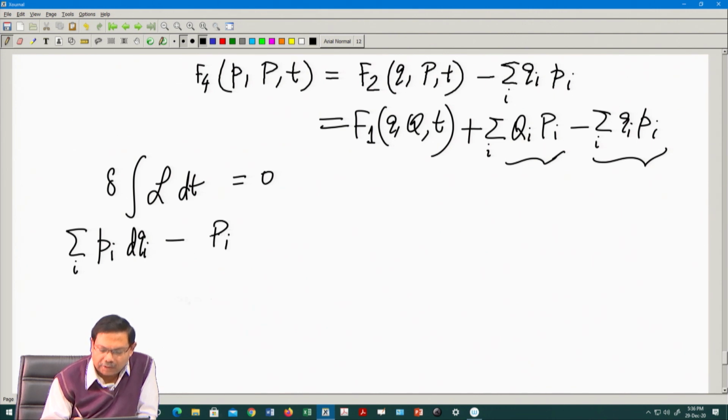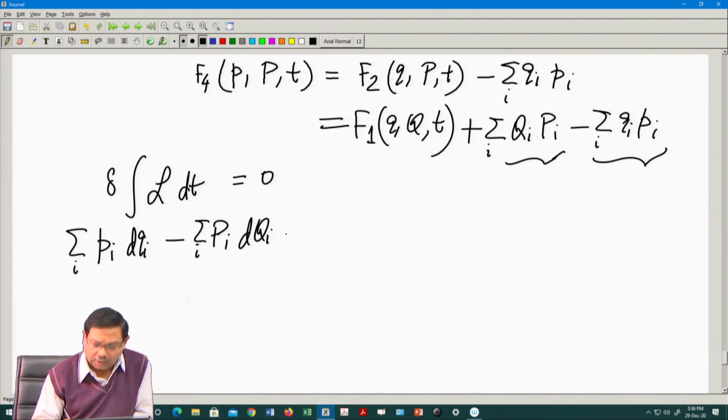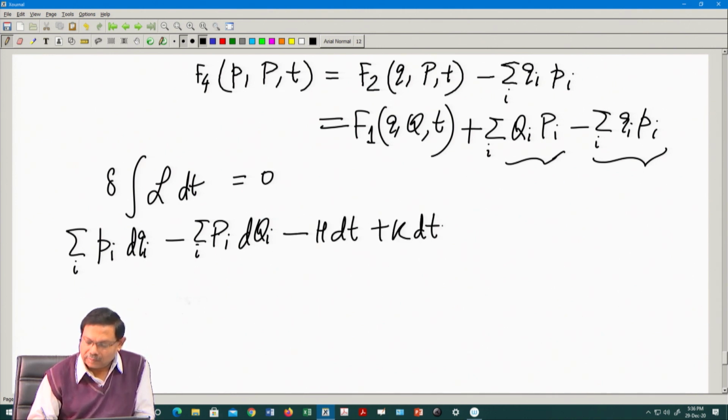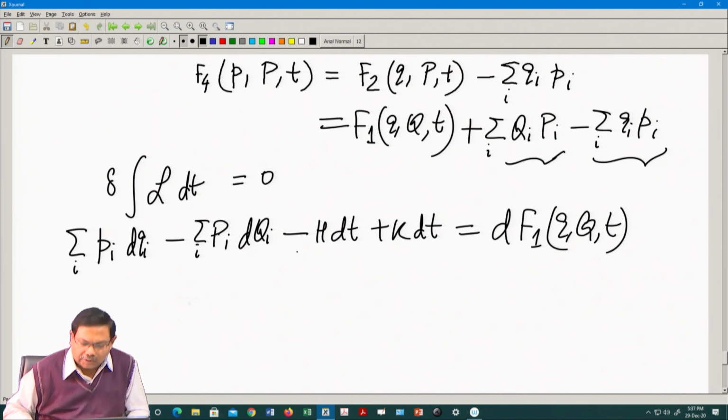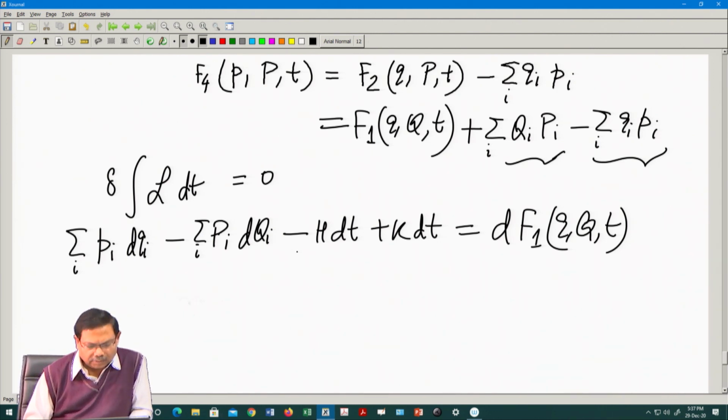p_i dq_i minus P_i dQ_i equal to minus H dt plus K dt equal to dF1. We always start with the first one, F1 of q, Q and t, because that is what we had shown, and that comes from the properties of Lagrangian. Two Lagrangians which differ by a total time derivative of a function of coordinates, then Lagrange's equation of motion remains invariant, right.